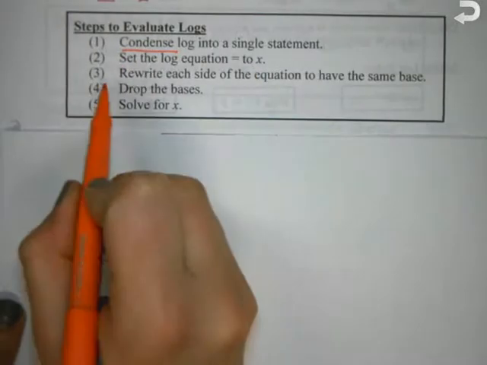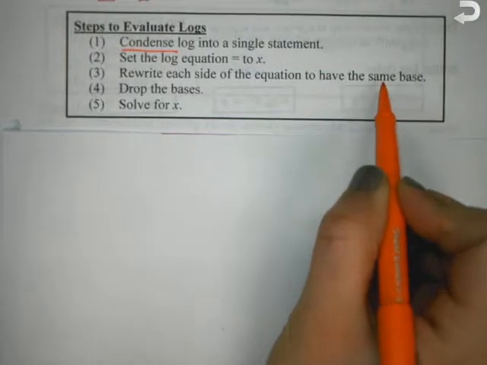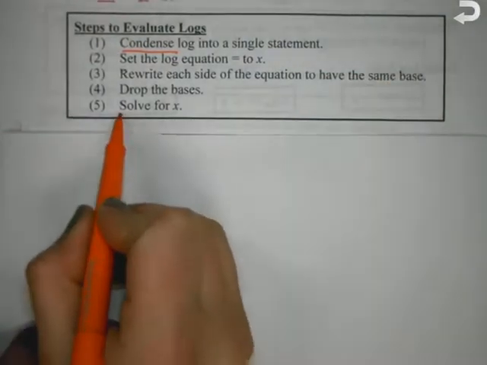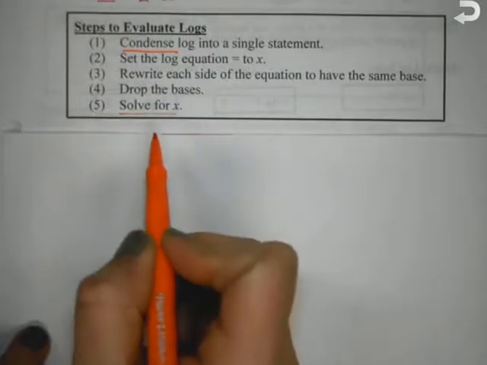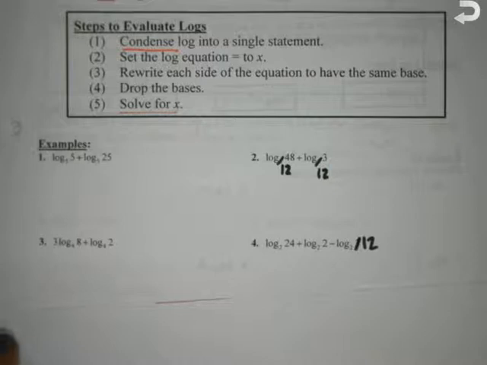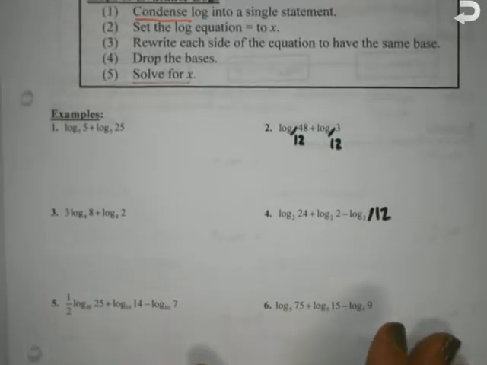We're going to make sure each side has the same base, just like we did in Unit 8A. We can drop the bases and then set the exponents equal to each other. Okay? So we have 5 steps here, but they are all very similar to what we've done before. So let me leave those up.